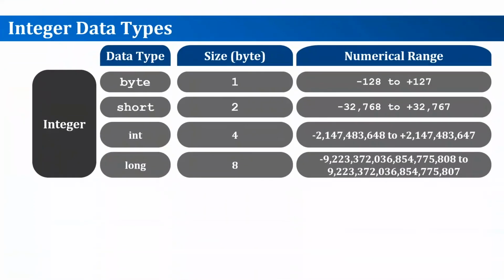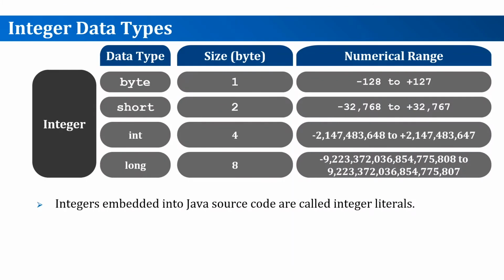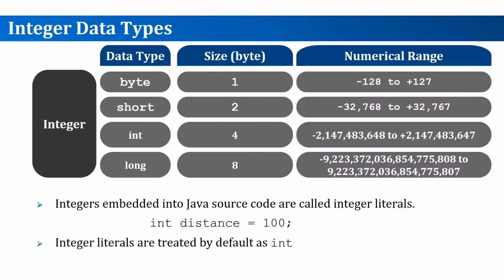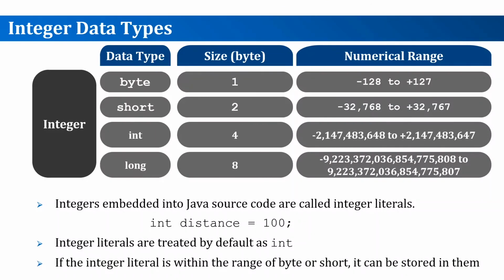If your code contains an integer number written in the code, this number is referred to as an integer literal. In this example, the 100 is an integer literal. By default, Java will treat integer literals as int. Although the 100 in the example above is treated as an int, since it's less than the 127, the upper limit of the byte, it can be assigned to a byte as well. If you try to assign an integer literal that is beyond the range of the data type, Java will complain.